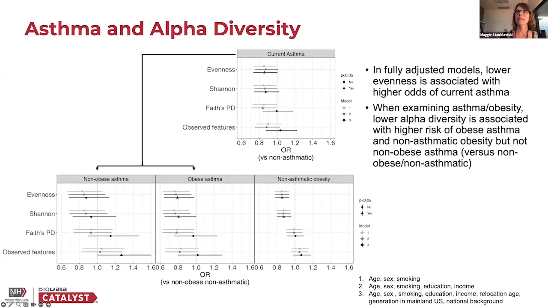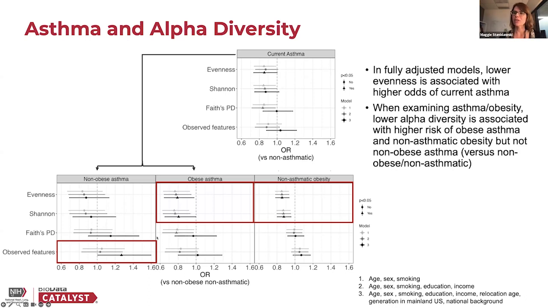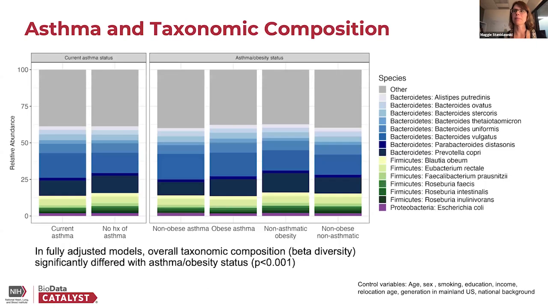Then we broke down current asthma into non-obese asthma and obese asthma, and we can see a slightly different picture here. So obese asthma and non-asthmatic obesity are associated with lower alpha diversity. And so, as I mentioned, this has been seen in other studies of obesity, and we definitely see here that the obesity is probably driving this relationship more than asthma necessarily. We don't see the same pattern with non-obese asthma. Interestingly, we actually see kind of the opposite relationship. Higher alpha diversity, higher observed features, so that's a measure of richness, is associated with non-obese asthma. Again, it's not highly significant, but it does cross the threshold of significance.